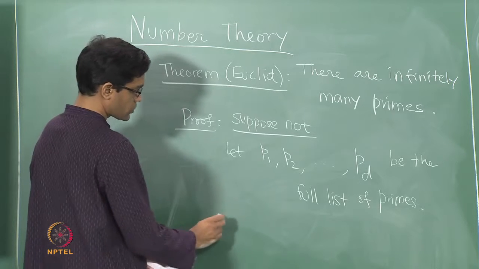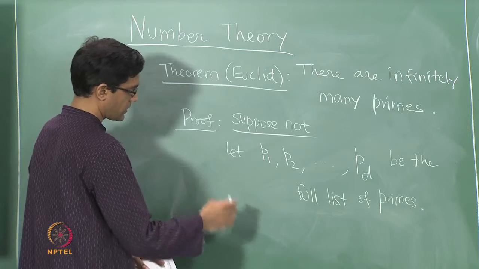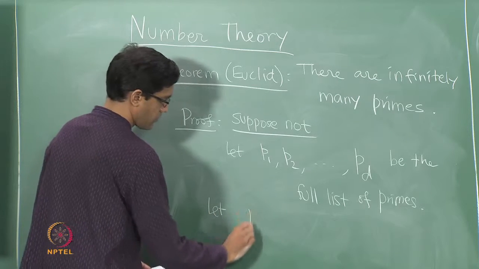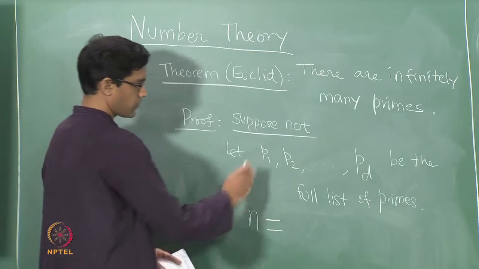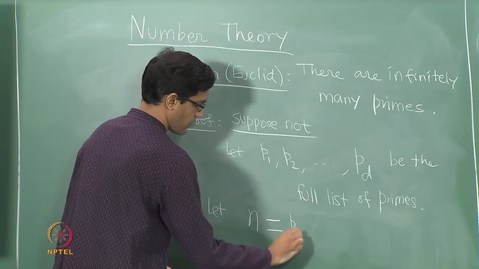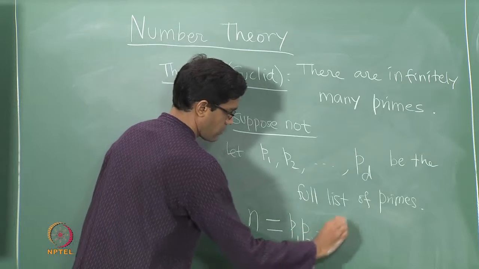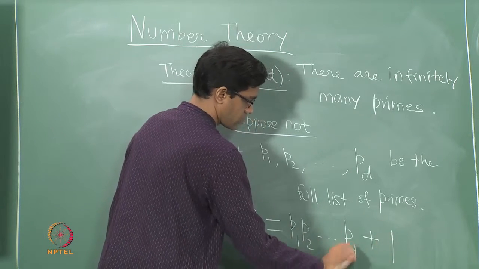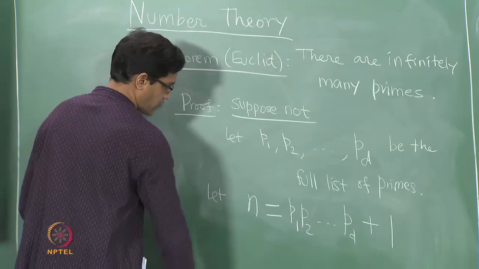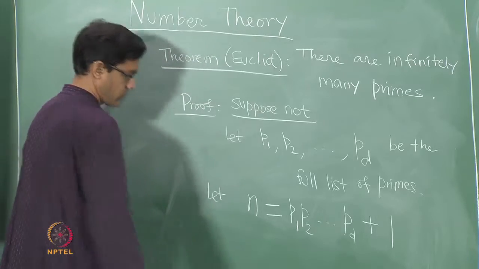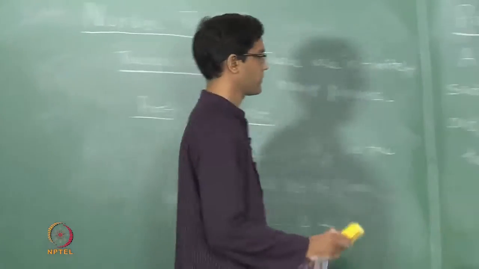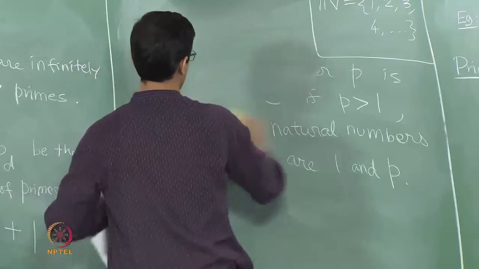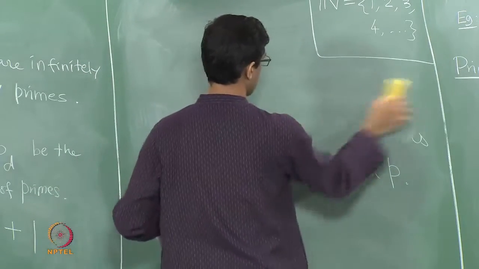And now what you do is create a number. Let n denote the product of all these primes, P1, P2, up to PD, but with 1 added to it. So you look at the number P1, P2, PD plus 1. That's some natural number which is bigger than all the primes, because it's in fact bigger even than their product.